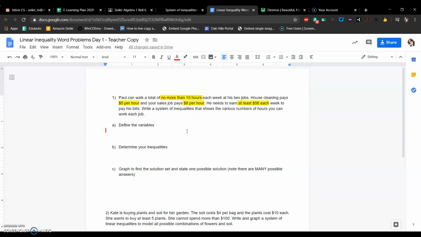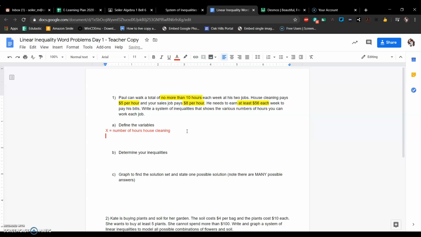So to define the variables, we know that our variables are always going to be x or y. And in this case, typically it's going to be whatever our each, every, per statements are. So for this, x is going to be the number of hours house cleaning. And then y is going to be the number of hours at the sales job. Okay? So pretty quick, pretty easy.